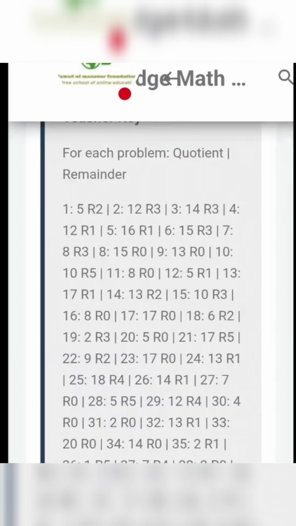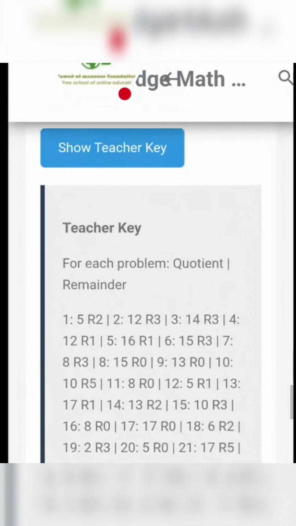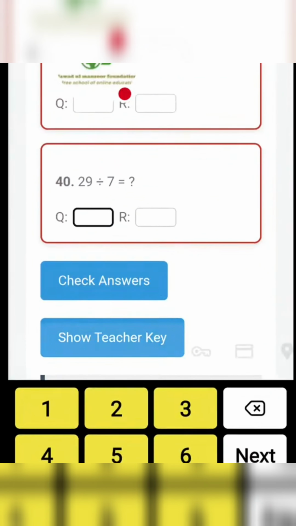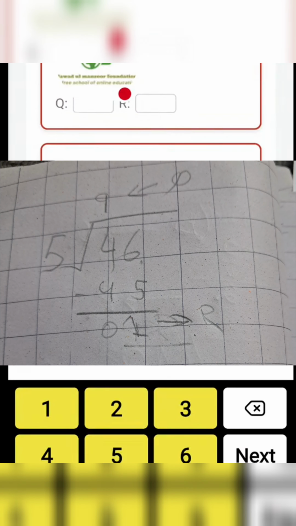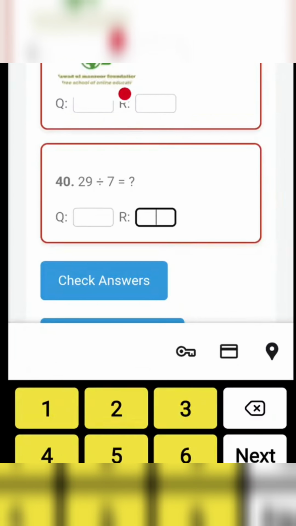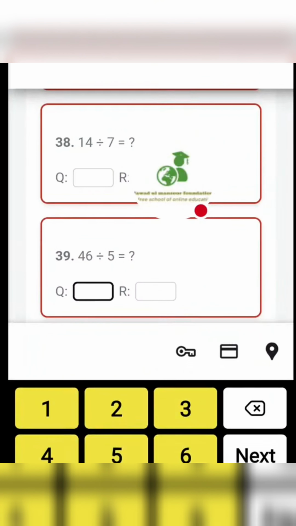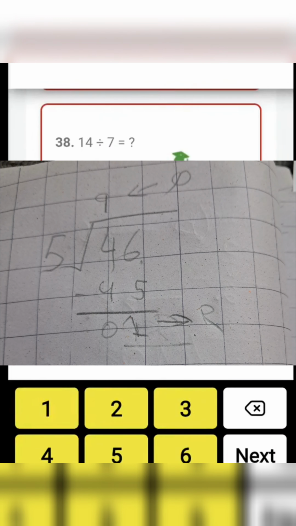So I have written R for the remainder, and Q is the quotient, as you know. Here both options are given to you, quotient and remainder. Remainder means what is left after completely solving this. For example, I am solving this one in front of you, the quotient will be 9 and the remainder is 1.